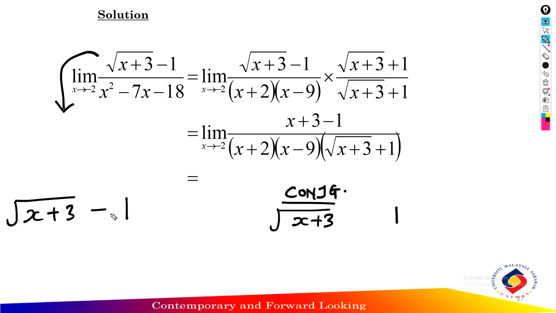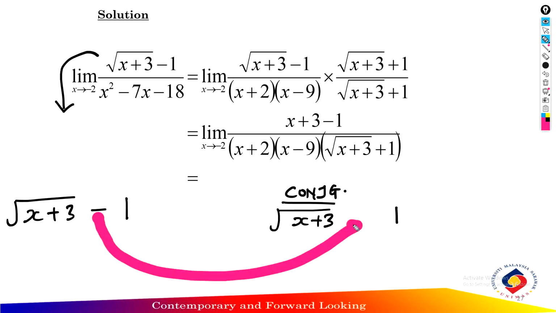You check the square root of (x plus 3) minus 1 and find the conjugate. You just flip the sign between the square root of (x plus 3) and 1, from the negative sign to the positive sign. So the conjugate has the same terms but a different sign in the middle.